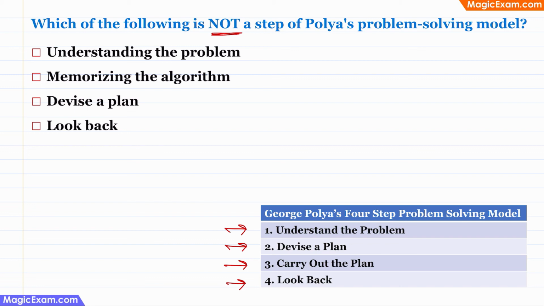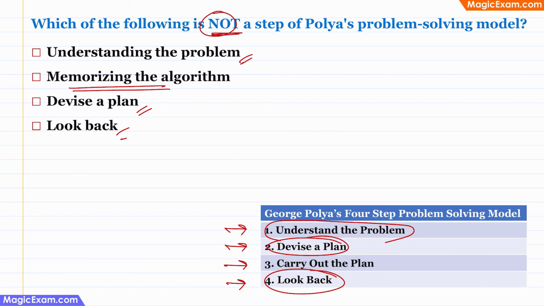So now if you look at the answer choices, understanding the problem, first one, yes. Devising a plan is also included, and looking back is also included, right? So 3 of them are included. Memorizing the algorithm, right? This is to just remembering the algorithm without actually understanding it. That is definitely not part of Polya's 4 problem solving steps. Therefore, this is the answer to this question.